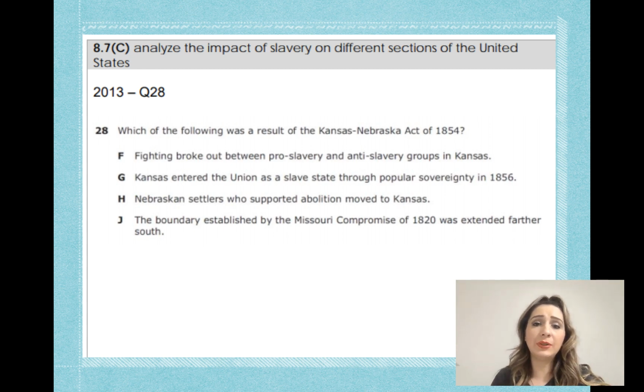And so what I'm going to allow you guys to do next is to check out this question. Which of the following was a result of the Kansas-Nebraska Act of 1854? Is it F, fighting broke out between pro-slavery and anti-slavery groups in Kansas? G, Kansas entered the Union as a slave state through popular sovereignty in 1856? H, Nebraskan settlers who supported abolition moved to Kansas? Or J, the boundary established by the Missouri Compromise of 1820 was extended farther south?